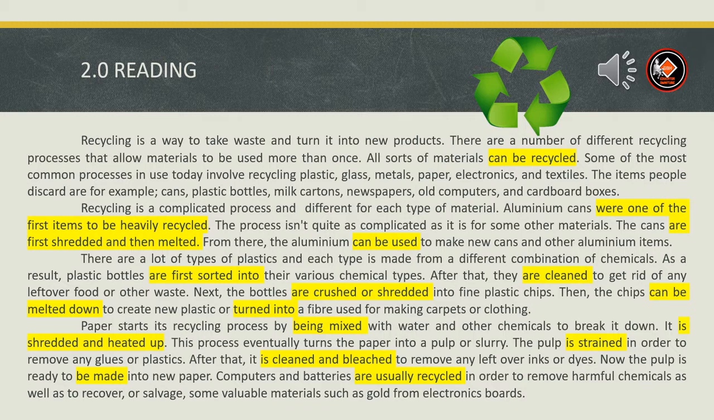Paper starts its recycling process by being mixed with water and other chemicals to break it down. It is shredded and heated up. This process eventually turns the paper into a pulp or slurry. The pulp is strained in order to remove any glues or plastics. After that, it is cleaned and bleached to remove any leftover inks or dyes. Now the pulp is ready to be made into new paper. Computers and batteries are usually recycled in order to remove harmful chemicals as well as to recover, or salvage, some valuable materials such as gold from electronics boards.